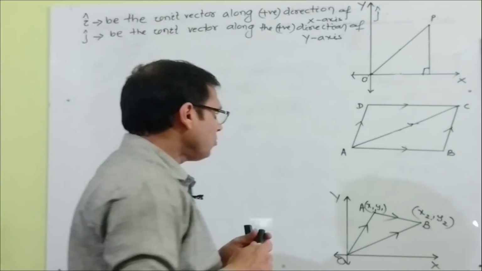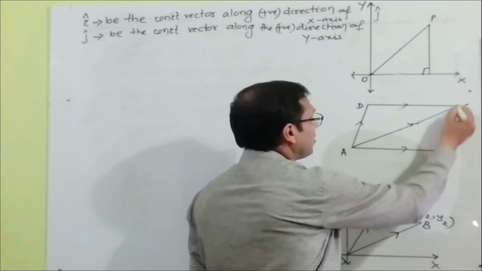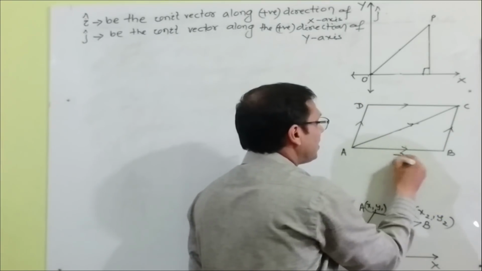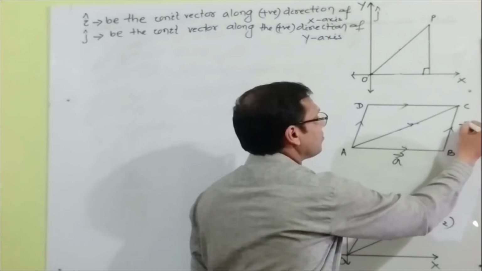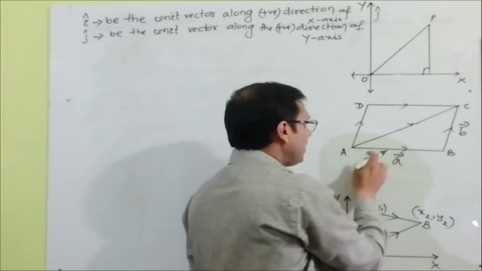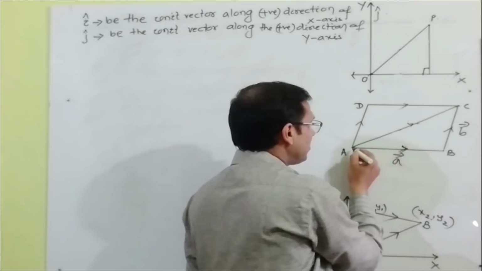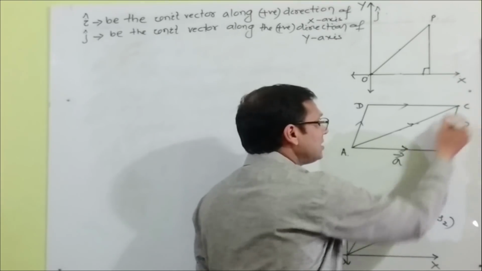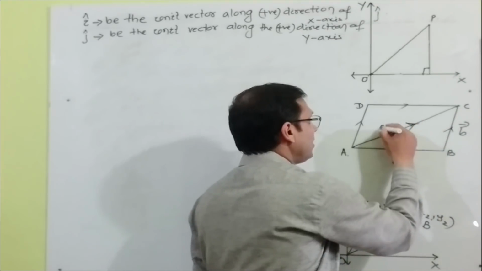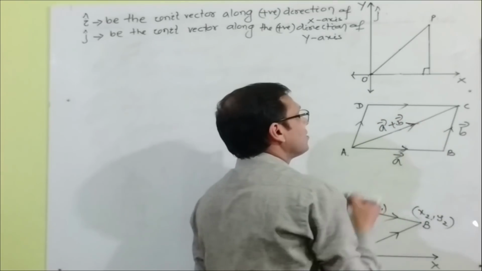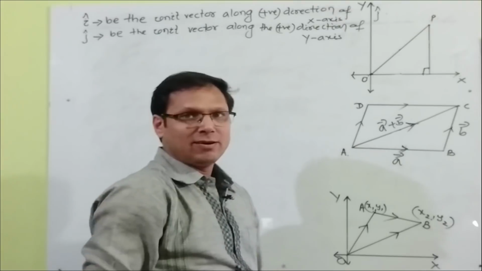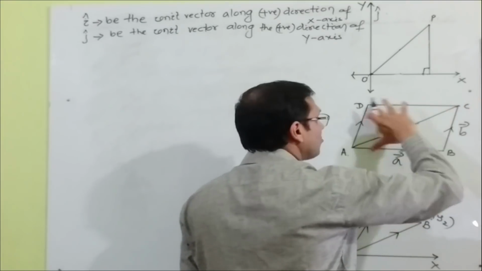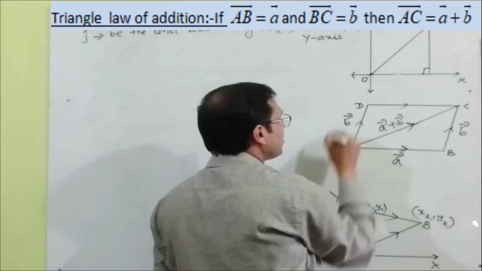Suppose here is a parallelogram ABCD. Two adjacent sides are represented by vector a and vector b. Then what will happen? Vector a plus vector b. This one is vector a from A to B and vector b is from B to C. Then AC vector is represented by a plus b. This is the vector addition, or you can say parallelogram law. This side is parallel to the other and equal in magnitude, so this one is also vector b.